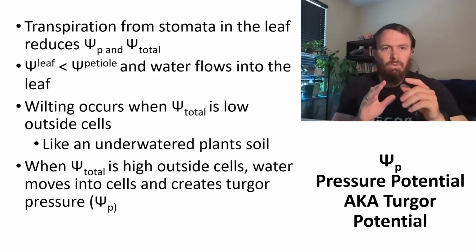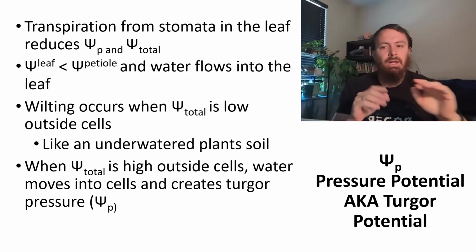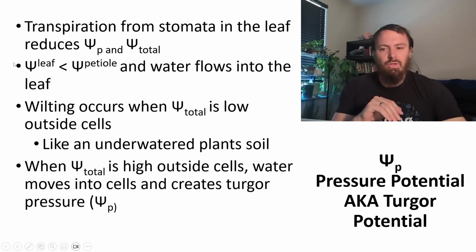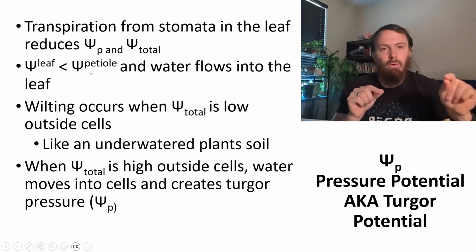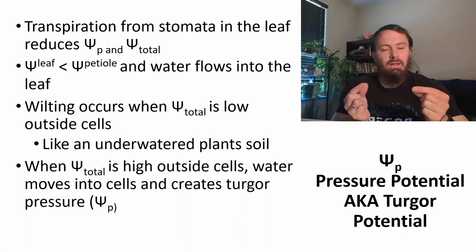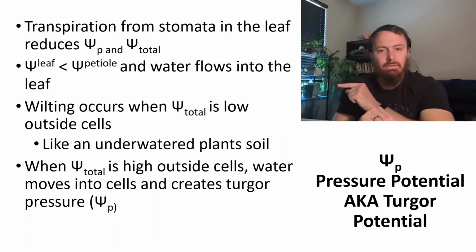Now, remember, water will move from high to low potentials, right? And so if the leaf water potential is going down, it's likely that the water potential in the petiole, the stem connecting to the leaf blade, is still high. And so water will move from the petiole into the leaf.